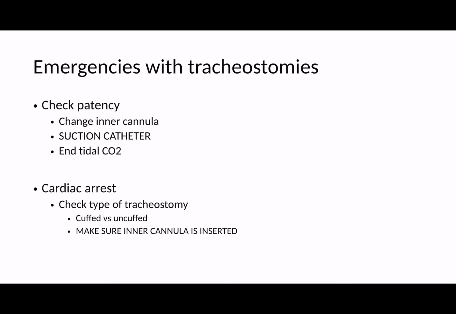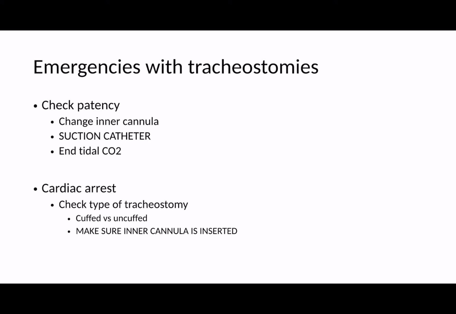Pass the suction catheter through the tracheostomy. Make sure you can easily pass it all the way down. And then you must always have end-tidal CO2. End-tidal CO2 tells you that the gas coming in and out of the tracheostomy is seeing the lungs. You're getting carbon dioxide exchange, and therefore you're able to oxygenate that patient.